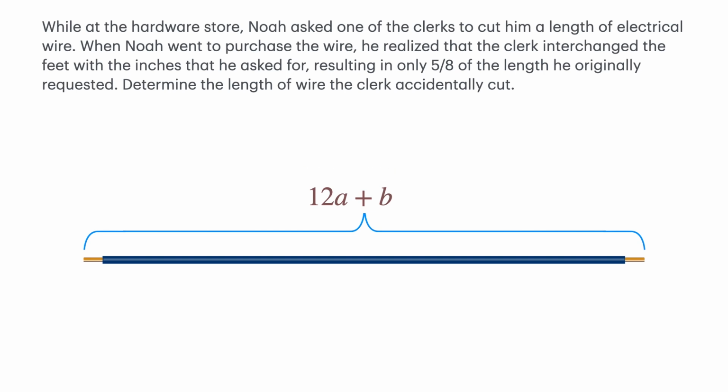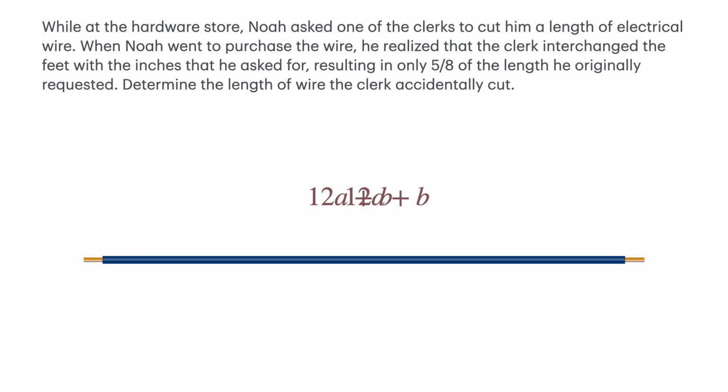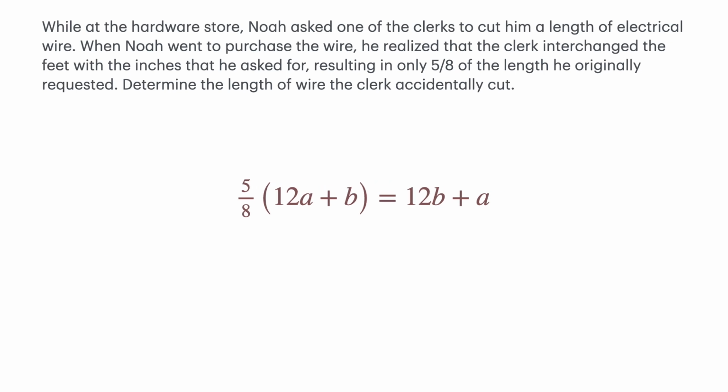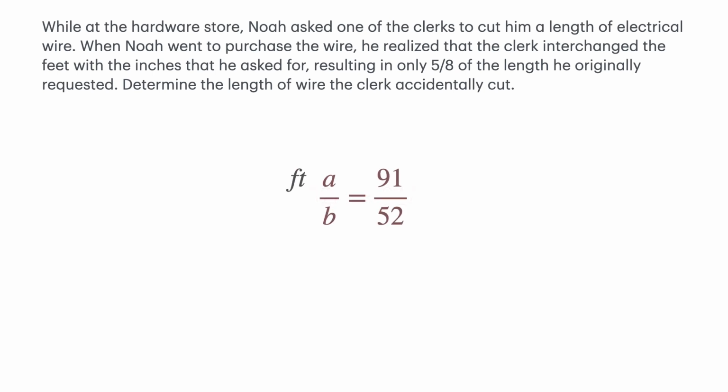But as we carefully continue reading the problem, the clerk made the mistake of interchanging the requested feet with the requested inches, resulting in 5/8 of the length of the original request. We now have a model that expresses this scenario. From here, we simplify the equation and solve for the variables A and B. Recall that A represents the feet and B represents the inches.